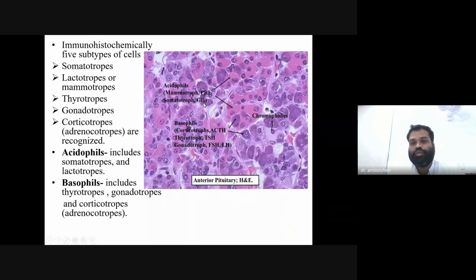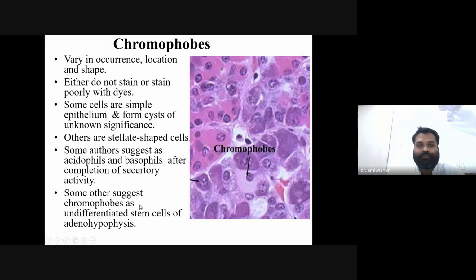Okay, somatotrophin, growth hormone, and on this slide you will see mostly chromophobe cells, and basophil cells are also present. And apart from these cells, if we go to immunohistochemistry, we will find 5 subtypes of cells. First one is the somatotroph cells, lactotroph, thyrotroph, gonadotroph, corticotroph, right? And acidophil cells include somatotroph and lactotroph, and basophil cells include thyrotroph, gonadotrophs and corticotrophs.